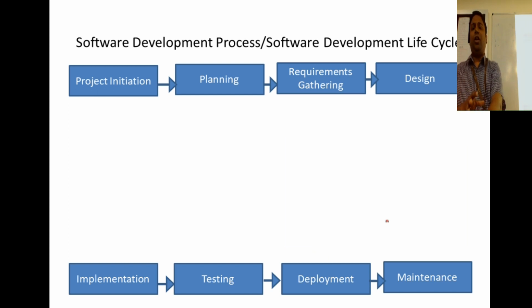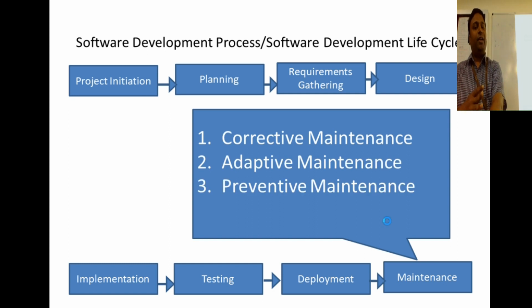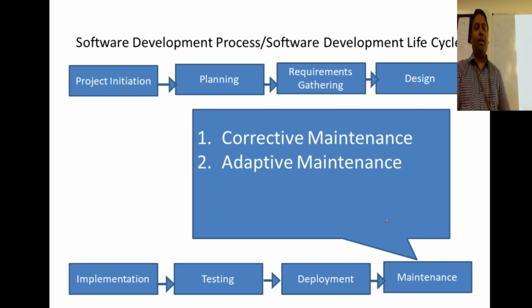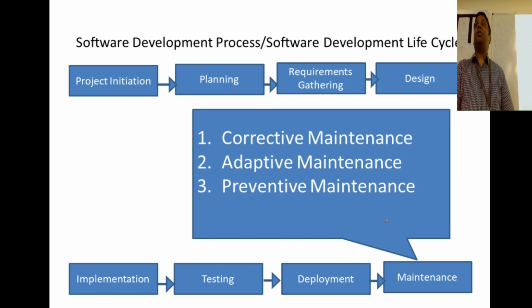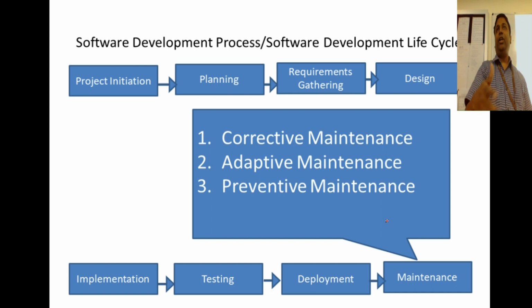So that is deployment. What is maintenance? Maintenance has different types: corrective, adaptive, and preventive maintenance. Corrective is whenever some bugs come in, say somebody is not able to make a payment, he will report the bug. The programmer should fix it. Again, he should push those changes to the production server. That is corrective. What is adaptive?